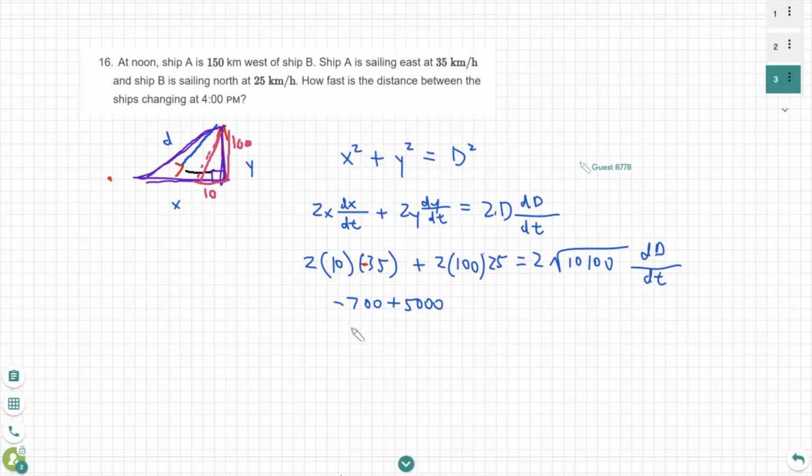Okay. Over 2 times the square root of 10,100, and that would be dD/dt. That should be it then. Okay, so that makes sense. Yeah, that does.